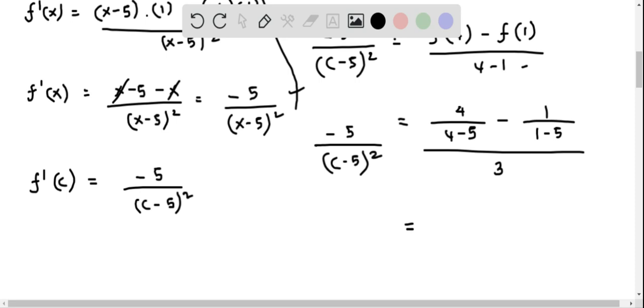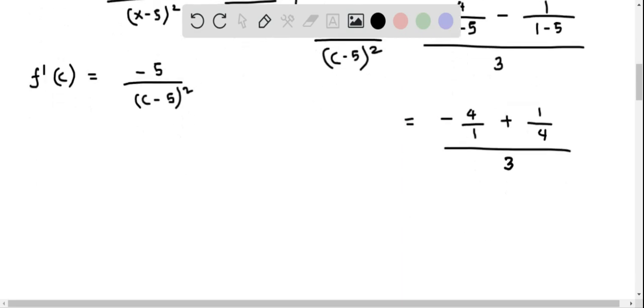So this gives 4 divided by 4 minus 5. 4 minus 5 is negative 1. So I'm going to write this as negative 4 by 1. And this is 1 divided by 1 minus 5. 1 minus 5 is negative 4. So we already have a negative, therefore this becomes positive, and this is 1/4. This one divided by 3.